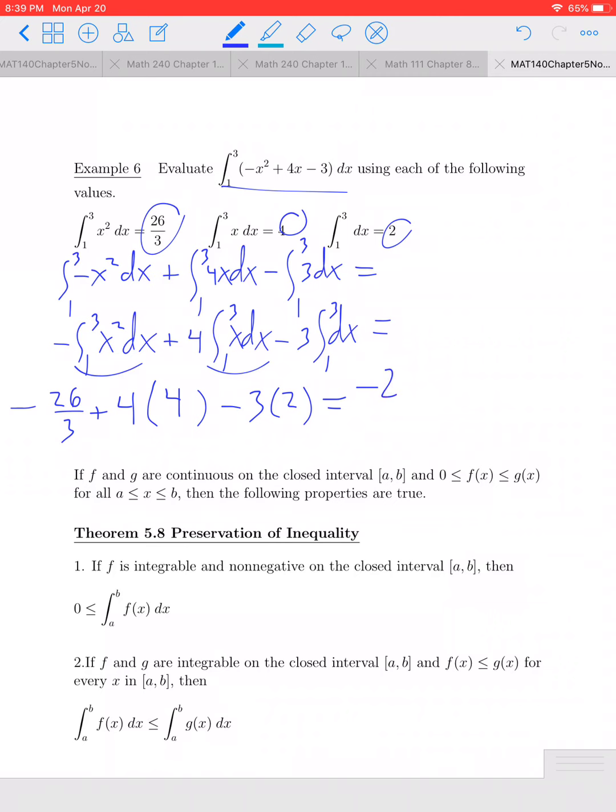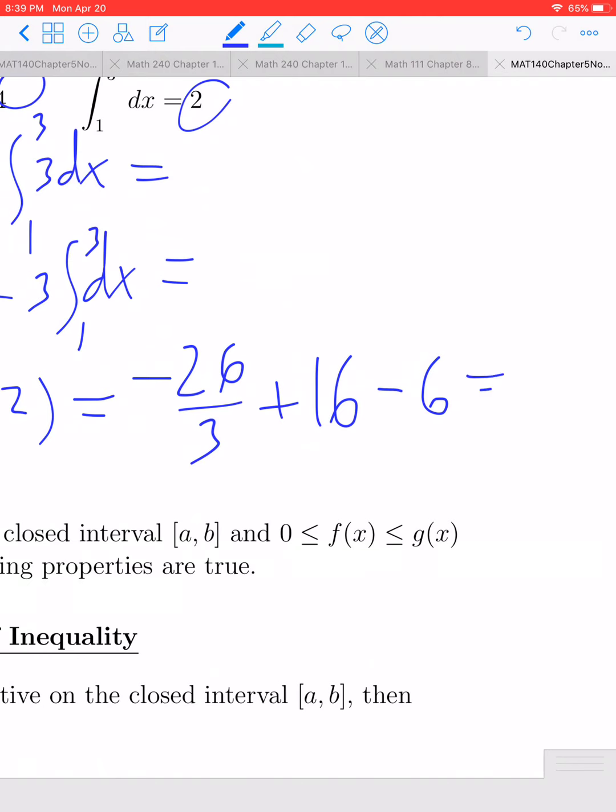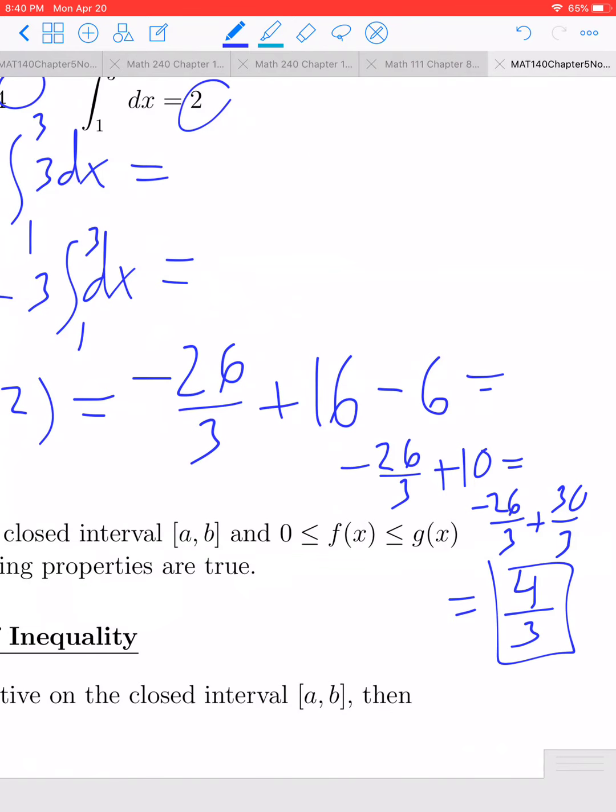We're going to get negative 26 thirds plus 16 minus 6. This is equal to negative 26 thirds plus 10, which is negative 26 thirds plus 30 thirds, which should give us a final answer of positive 4 thirds.